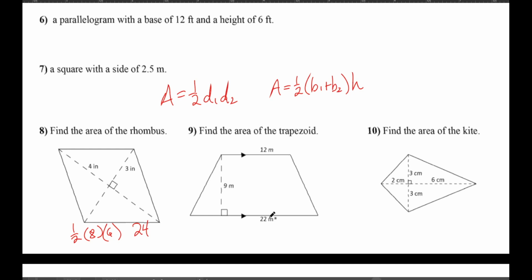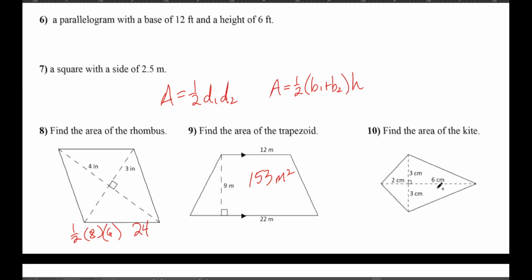So 12 plus 22 is 34. What's half of 34? 17 times 9. I don't know what that is. It's 153. All right, so 153 meters squared. Everybody good? What's the formula? I already got it up here.